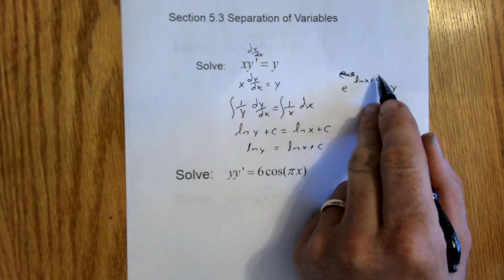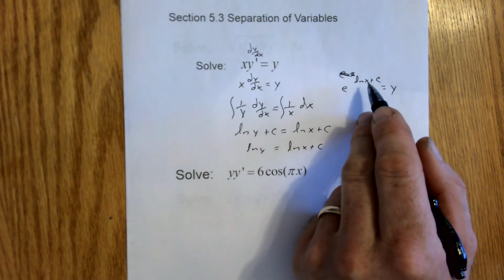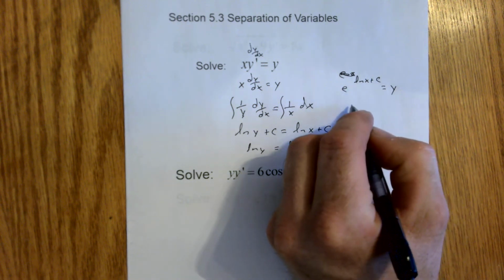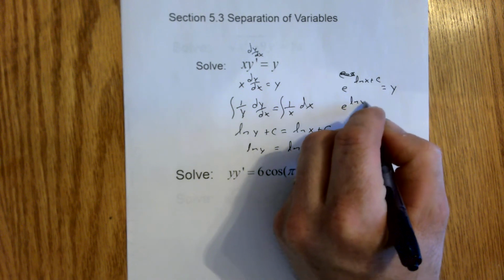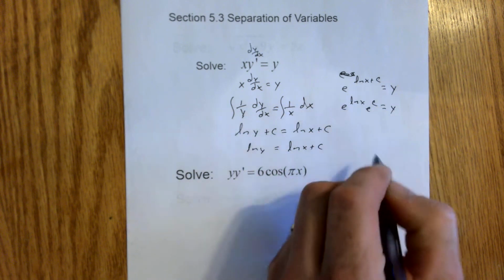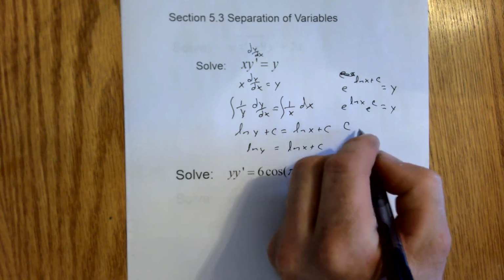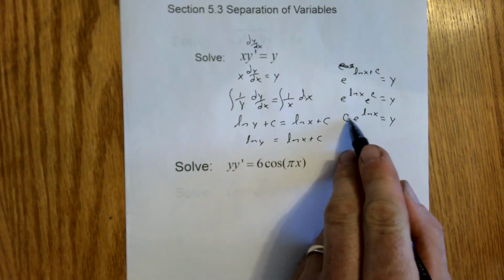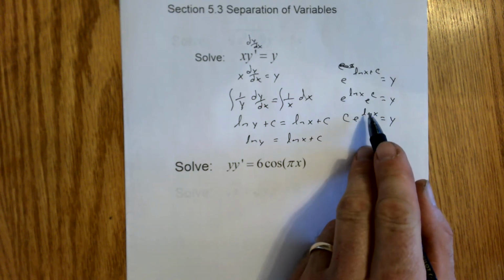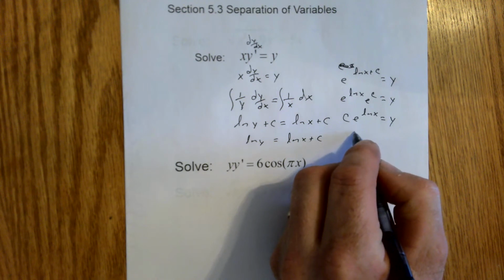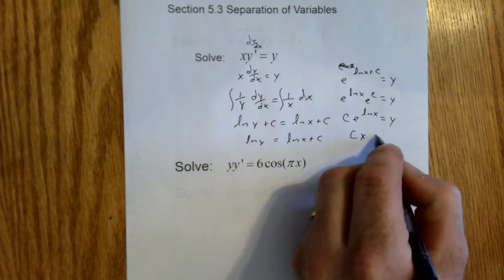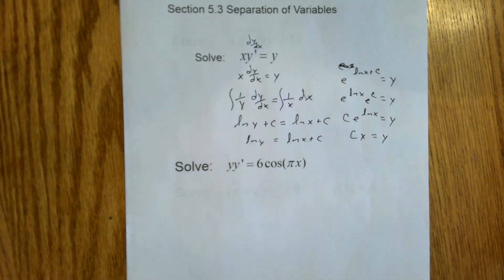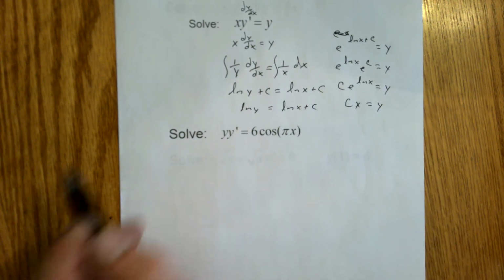Now this over here becomes a little more cumbersome. We have that plus c. Remember that plus c, we can break that up into e to the natural log of x times e to the c equals y. e to the c is c, so I have c e to the natural log of x equals y. e to the natural log of x, remember e and natural log are inverses of each other, so we're going to get just x. So we're going to get the equation y equals c times x. And that's going to be our solution.